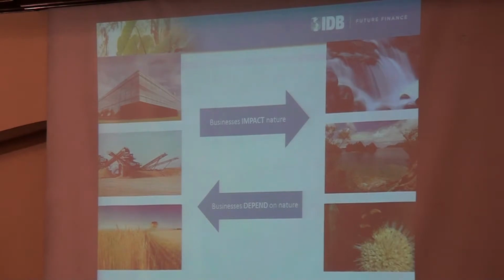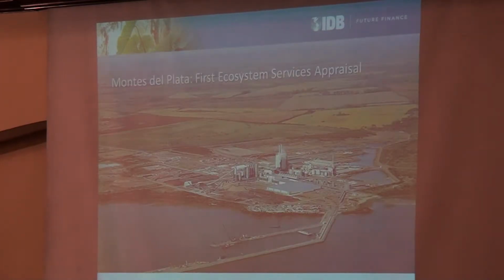I realize that's a little bit abstract, so I hope that I'll explain it better with my next slide on Montes del Plata, which is the first ecosystem services appraisal that we're conducting. Montes del Plata is a large pulp and paper company in Uruguay. The IDB made a $200 million investment in the company as a part of a larger $2 billion investment that was primarily for a large processing plant that the company has now recently opened.